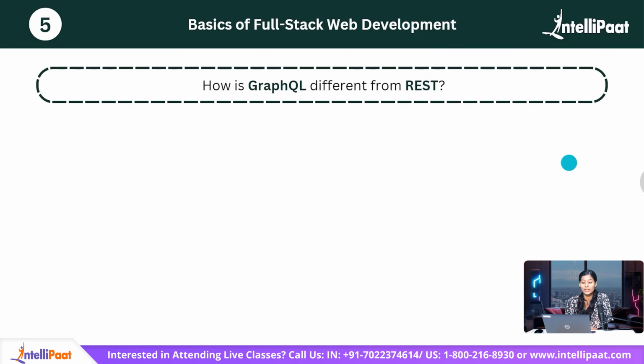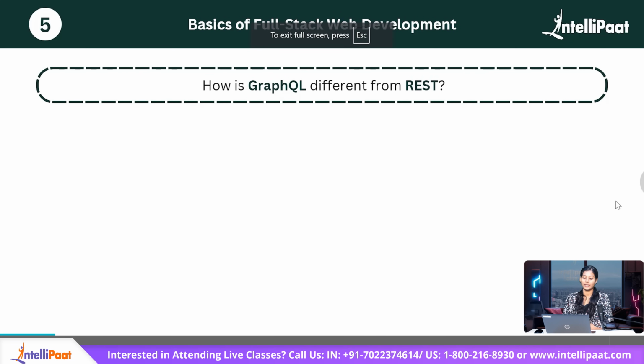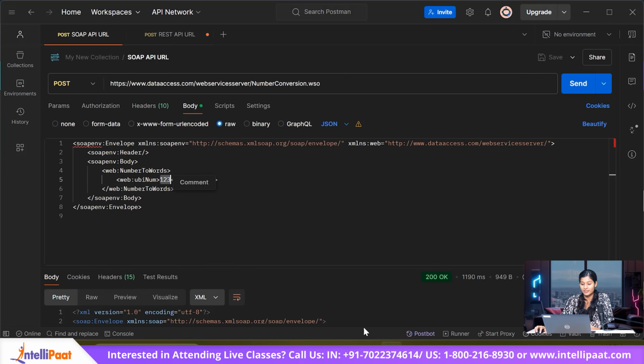How is GraphQL different from REST? So if you try to compare these three in terms of ease of use, GraphQL, REST, and SOAP, the order will be something like: SOAP will be at the bottom because it's really difficult to use. Next you have REST, it's better than SOAP, and then GraphQL, which is even better than REST. Okay, so let's look at an example for better understanding.